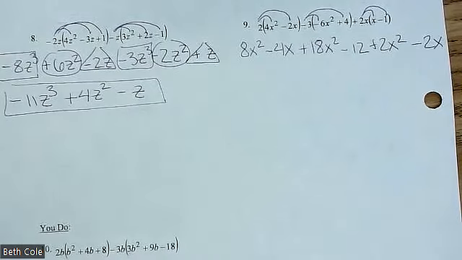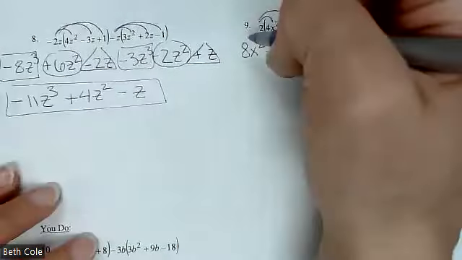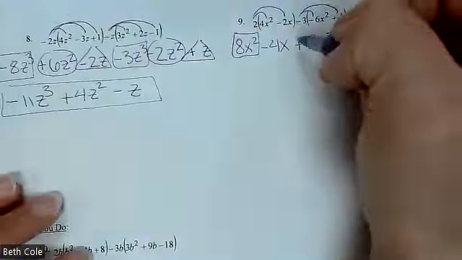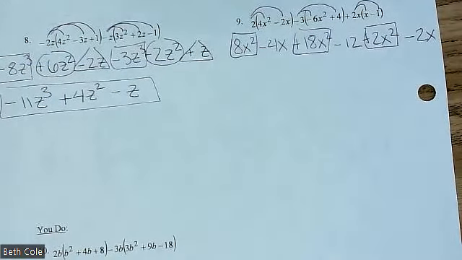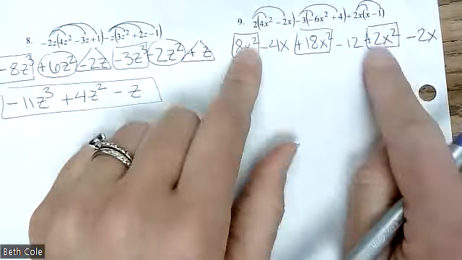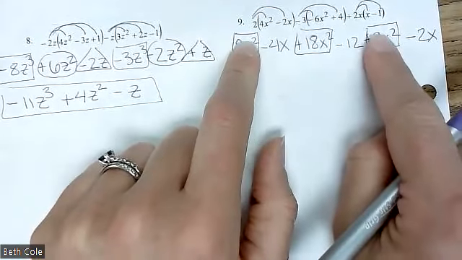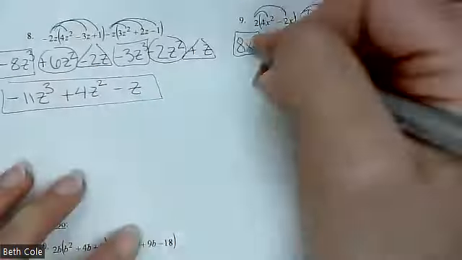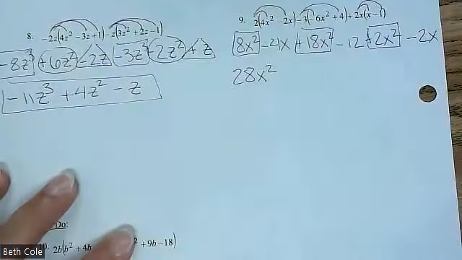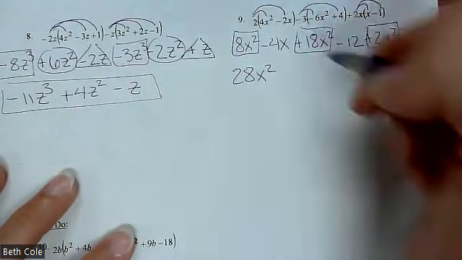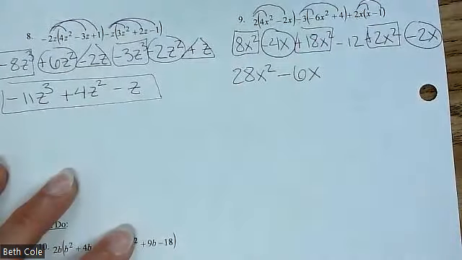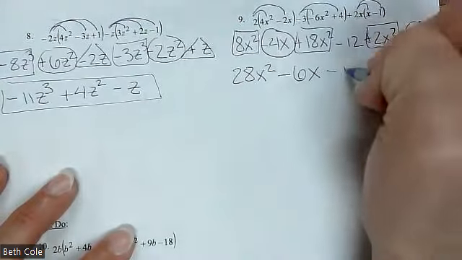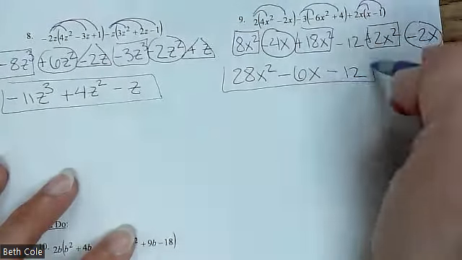And then you're going to put the stuff together. So what is going to go with the 8x squared? Oh, yeah, good eyes. There's 3 of them that are going to go together. So 8 plus 2 is 10. That's kind of how I would do that in my head. And then plus 18 would be 28x squared. Minus 4x and minus 2x. Minus 6x. And then the minus 12 is kind of like all alone.